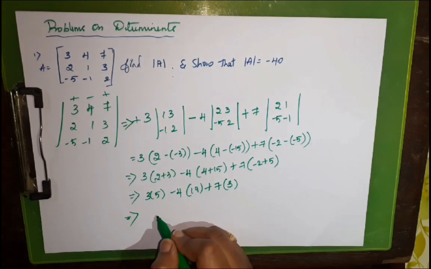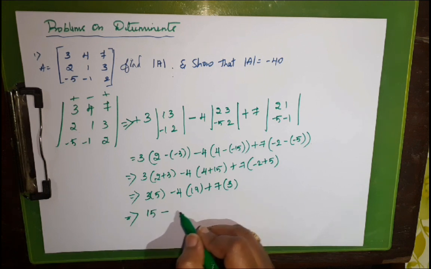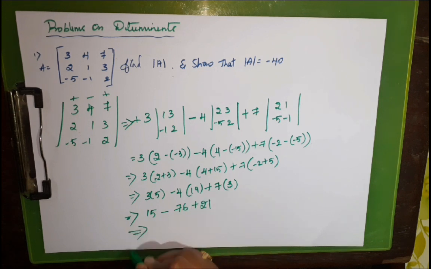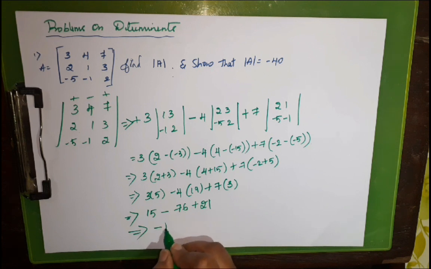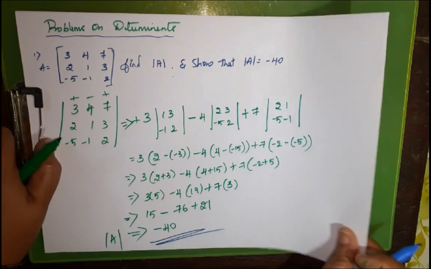So 3 into 5 is 15. Minus 4 into 19 is 76. 7 into 3 is 21. So you can check it here. 15 plus 21 is 36. So 36 minus 76 is minus 40. So we are able to prove determinant A is equal to minus 40. Okay, so we'll take up the next question.